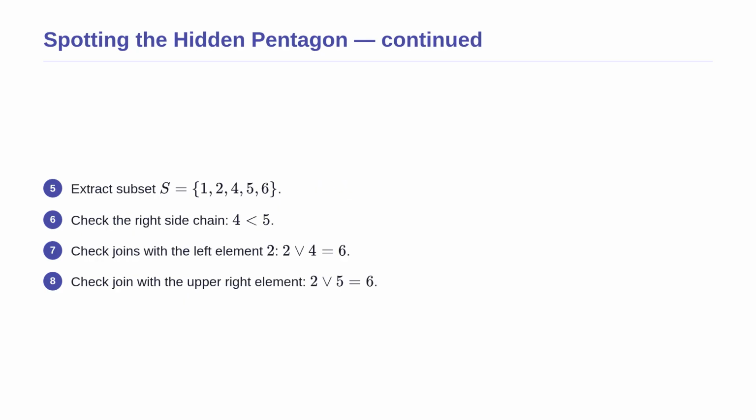We extract a specific subset of 5 elements: 1, 2, 4, 5, and 6. Let us verify their relationships to see if they match the pentagon structure. On the right side, we have a chain where 4 is strictly below 5. Now we check the left side, which is element 2. The join of the left element 2 and the lower right element 4 is the top element 6. Similarly, the join of 2 and 5 is also the top element 6.